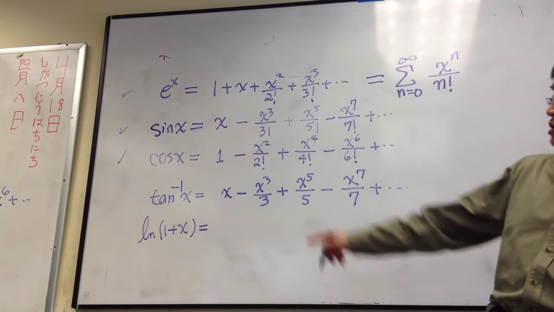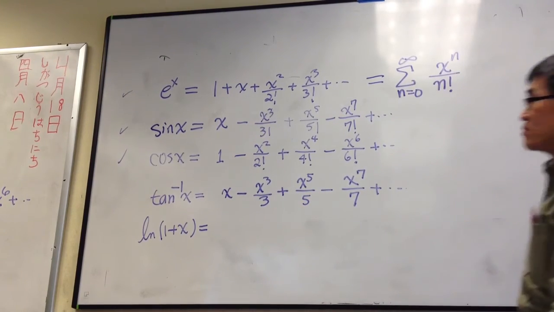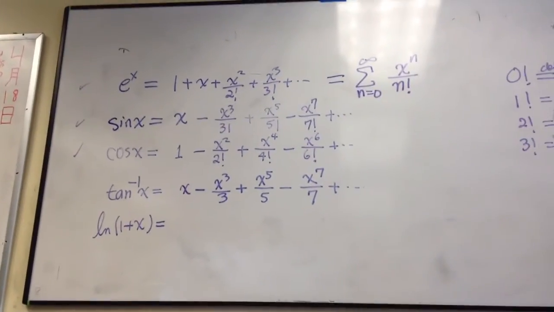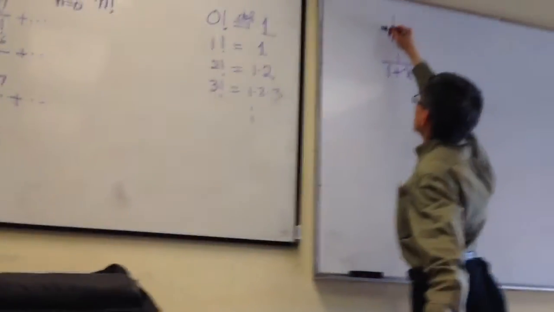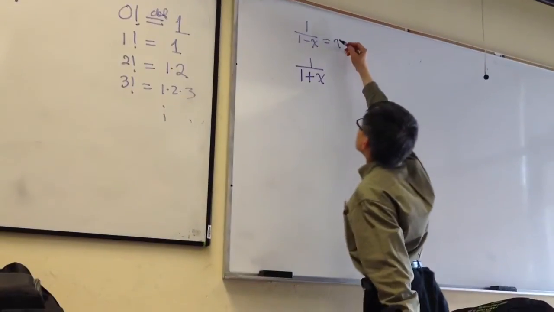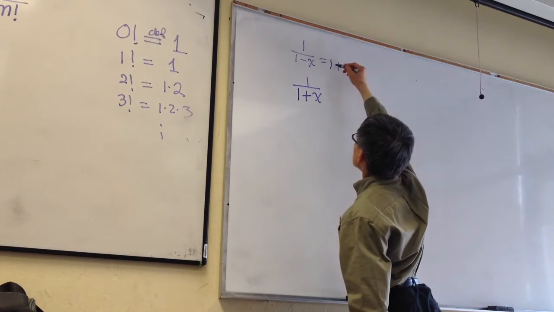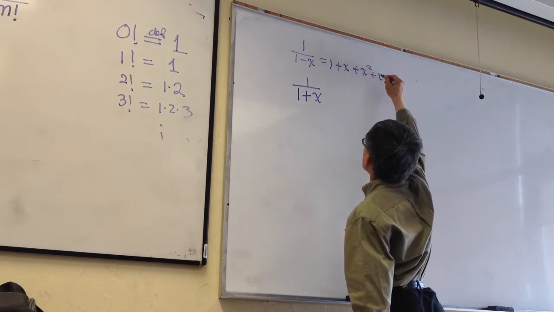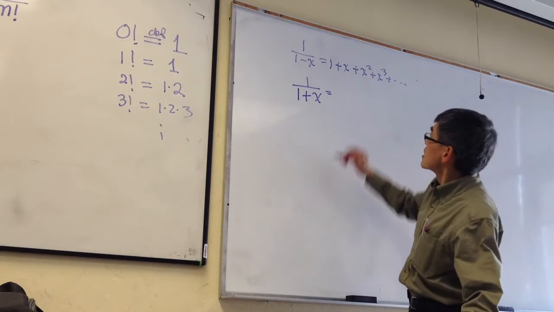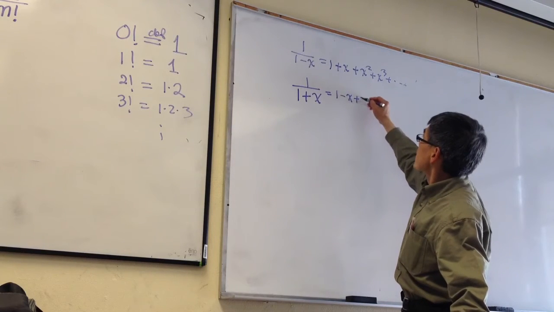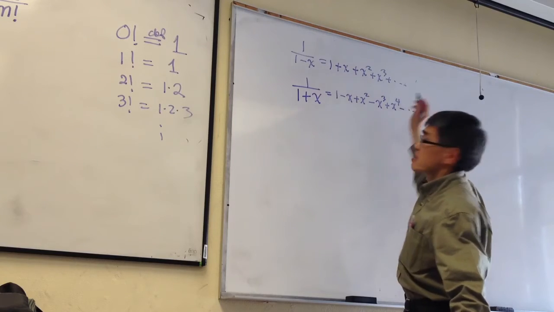Last section we dealt with this already, right? As you recall, and let me erase that one. This time let me write it over here. 1 over 1 minus x is 1 plus x squared plus x cubed plus dot dot dot. This one you replace x by negative x. Then you get 1 minus x plus x squared, alternating, minus x third plus x fourth minus dot dot dot.